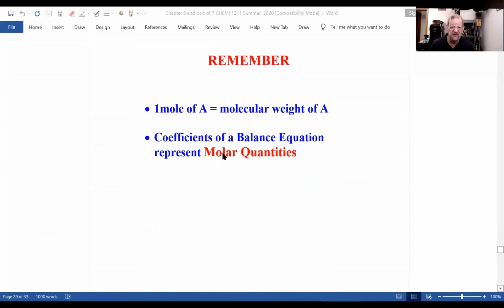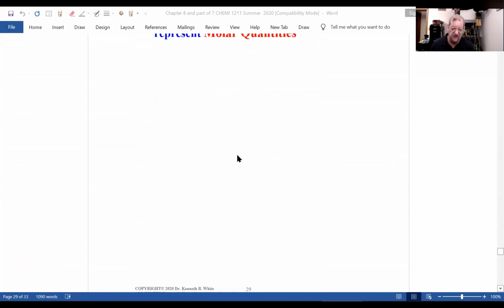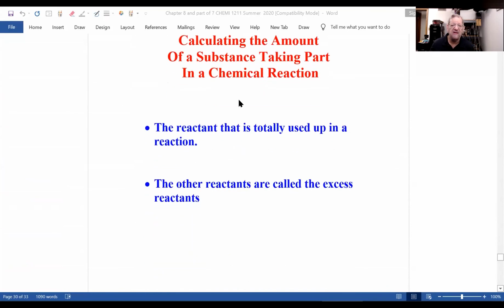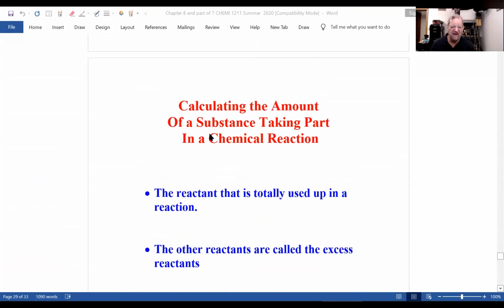We've done this. Remember, 1 mole of A equals molecular weight. The coefficient tells you molar quantities or ratios. And we did this already. Oh, wait, actually, we haven't.